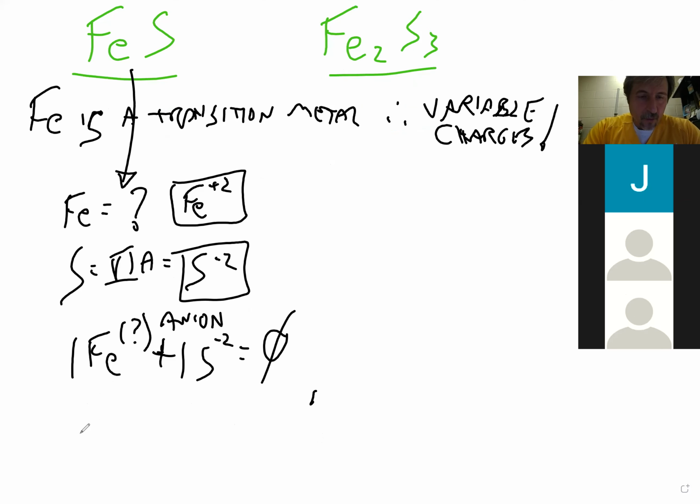So therefore, 1 times x plus negative 2 is equal to 0. X is equal to plus 2. Right?